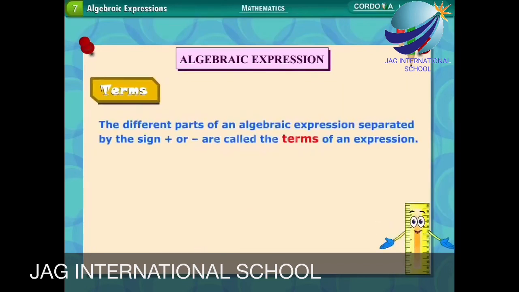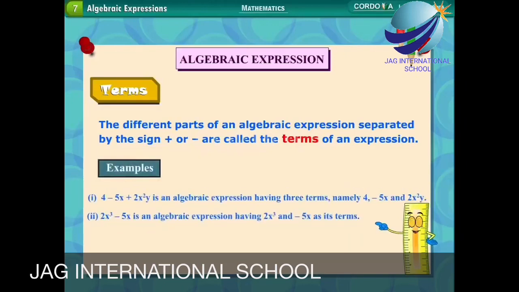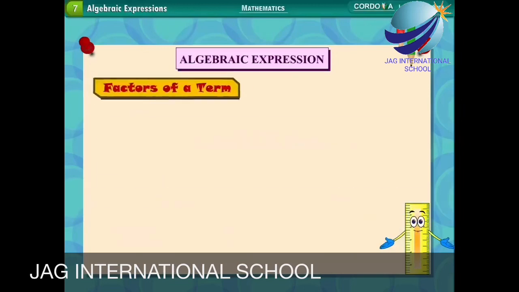Terms. The different parts of an algebraic expression separated by the sign plus or minus are called the terms of an expression. Examples: 4 minus 5x plus 2x squared y is an algebraic expression having three terms, namely 4, minus 5x and 2x squared y. 2x cubed minus 5x is an algebraic expression having 2x cubed and minus 5x as its terms.